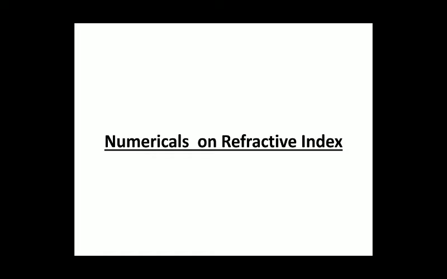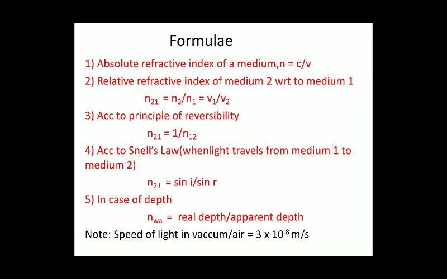When a ray of light travels from rarer to denser medium, it bends toward the normal, and when it bends away from the normal, it means that it travels from denser to rarer medium. So today we will be learning about the numericals. Just recall all the formulas.